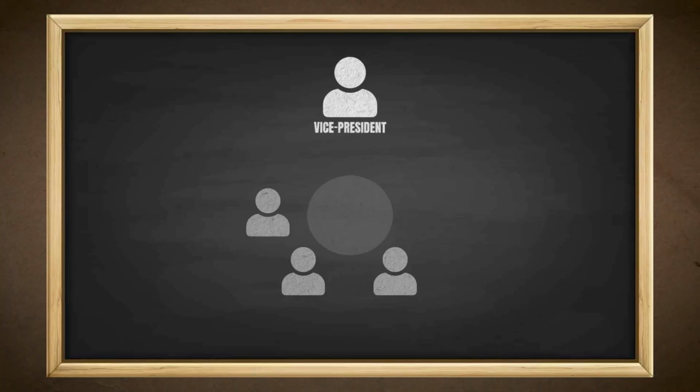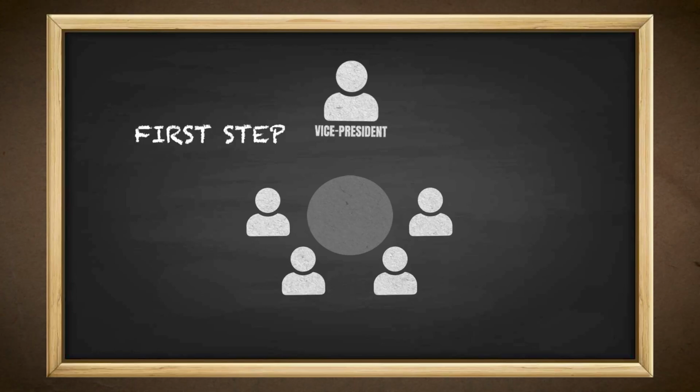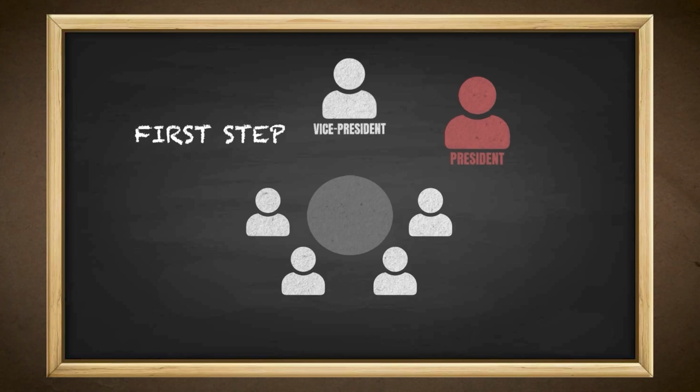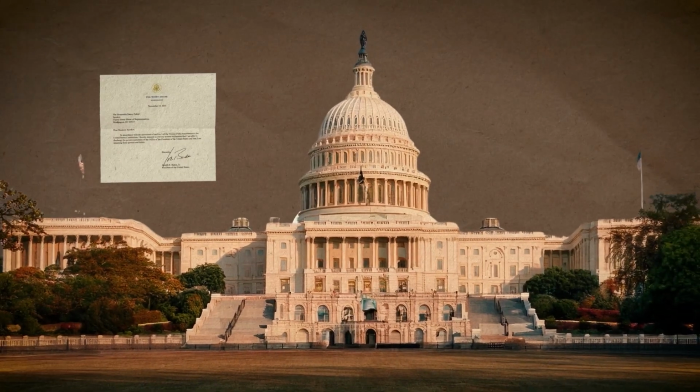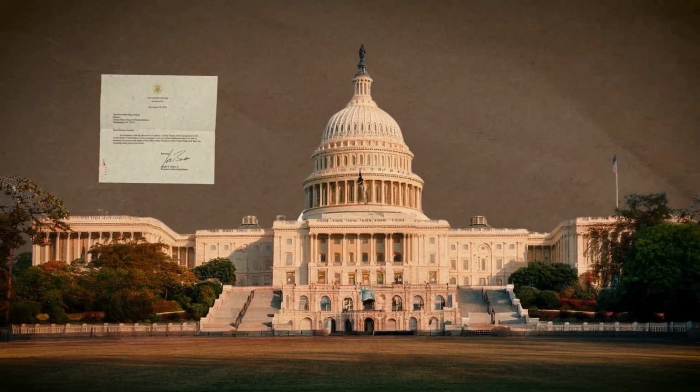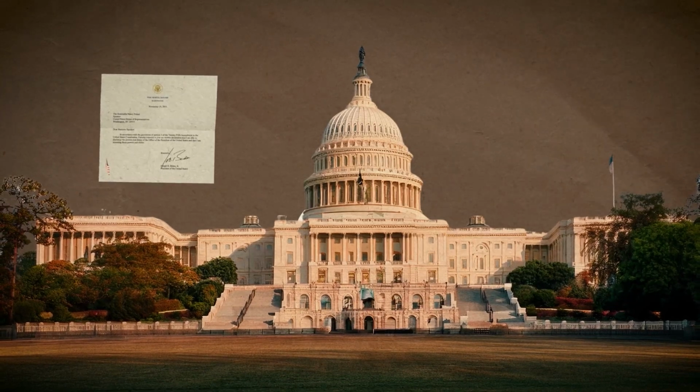Here's how it works. The vice president and cabinet take the first step. The vice president, along with a majority of the cabinet, must agree that the president is unfit to lead. They then submit a written declaration to Congress stating that the president cannot discharge their duties. The vice president becomes acting president. Once the declaration is submitted, the vice president immediately assumes the role of acting president.